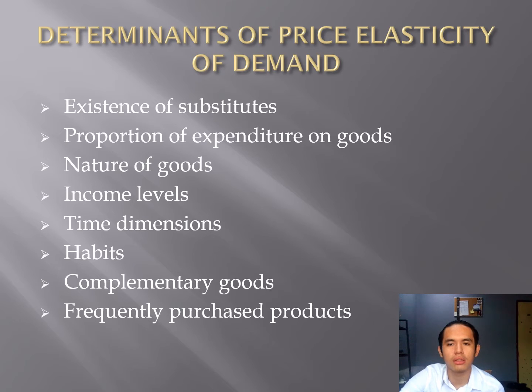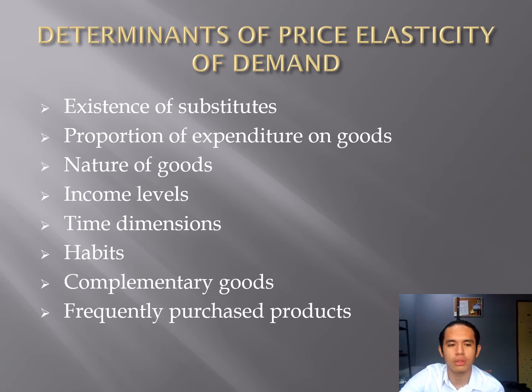Degree of price elasticity of demand. First, existence of substitutes. For a product with many substitutes, demand is more elastic because consumers are very responsive to change in the price of the products. Next, proportion of expenditure on a good. Demand sometimes depends on the value of a good, whether it is cheap or expensive. For example, if tomato increases by 10 cents, it will not affect much to the consumers.